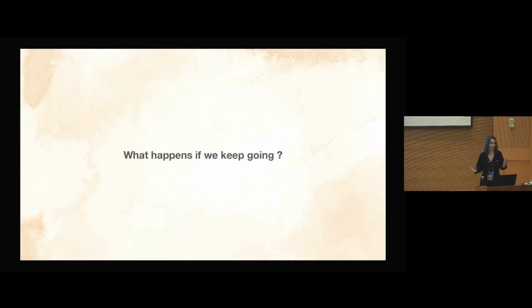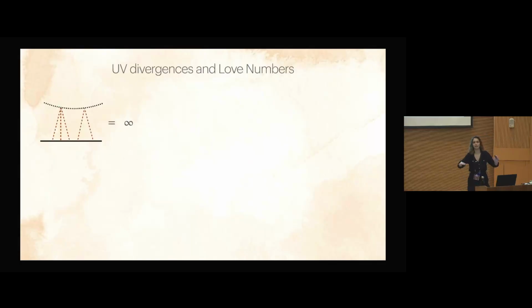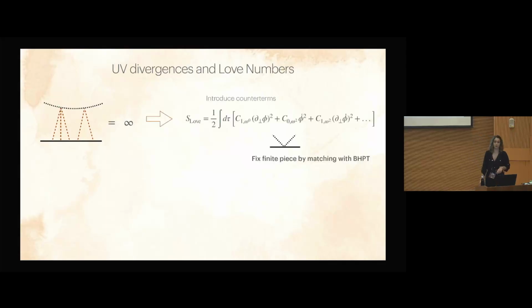At some point in this loop calculation, and exactly when this happens will depend on what is the wave that you're scattering, you're going to get a UV divergence. But it's good that we know how to deal with UV divergences, so what we're going to do is introduce some counterterms, which in this case are basically just the four-point function contact terms. And these pieces, these Love numbers, will have a 1 over epsilon piece that will cancel the UV divergence, and there's going to be a finite piece that we want to match to something, and what we want to match it to is black hole perturbation theory.